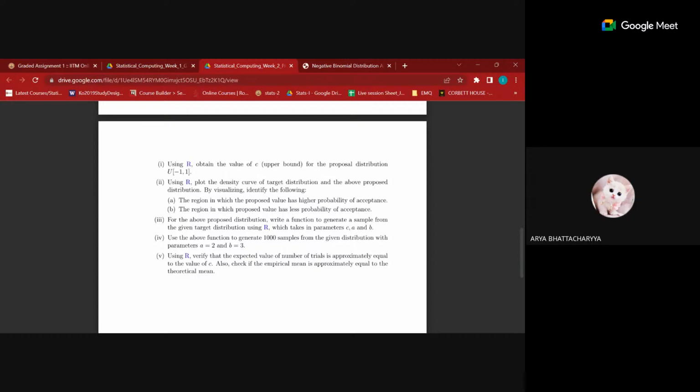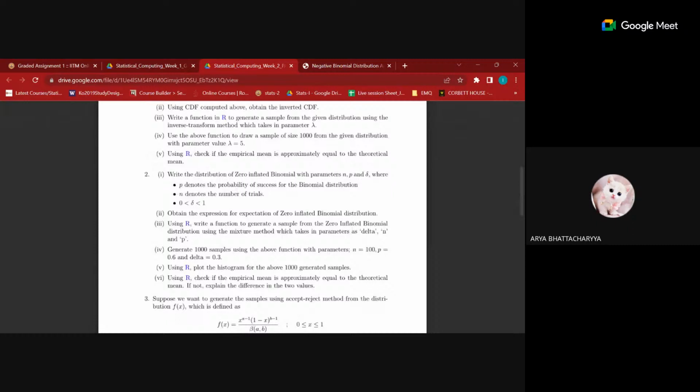So, if we just go to the second question, there's a zero inflated binomial, right? So we have to write the distribution, right? If you look at the notes, ma'am has written the distribution. In the zero inflated Poisson which ma'am has taken, she has deliberately written the curly braces and written the distribution.